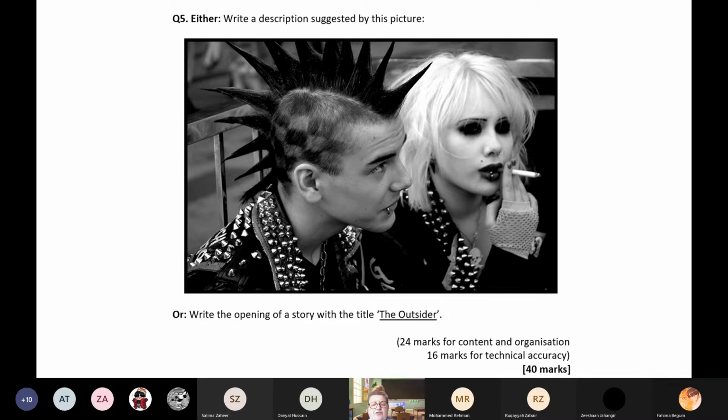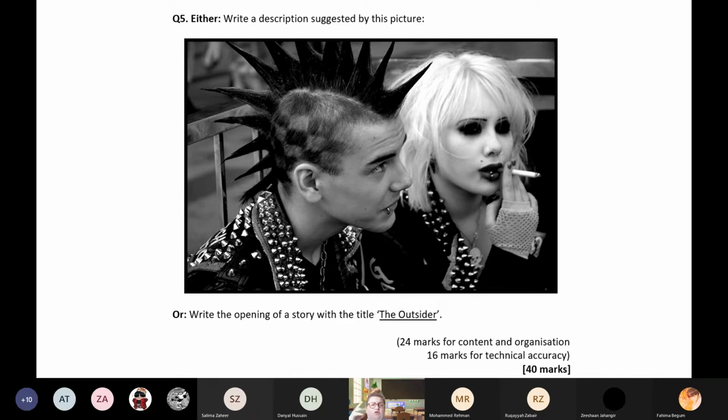For those of you that want to get 12 and above marks for the technical accuracy, you also need to make sure that you know how to use things such as colons, semicolons, speech marks, commas, exclamation marks. You need to show that you've got a mastery of a wide range. Okay, the content and organisation marks mostly come from a story or a description that is logically sequenced and engaging to read.